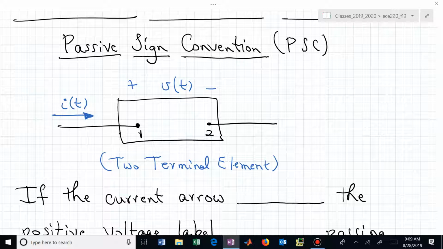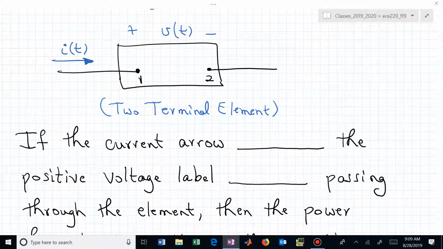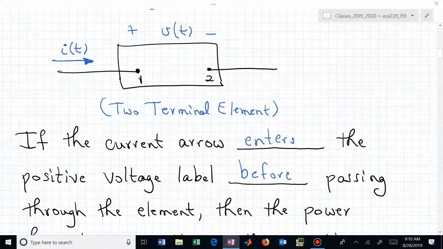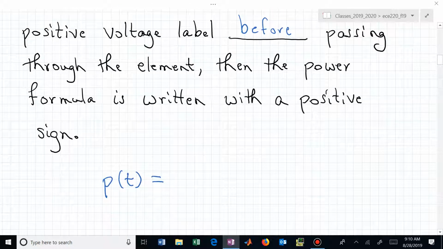Let's now establish this passive sign convention. I've now labeled a two-terminal device, or a two-terminal element. I've assigned a current going from left to right, and I've said the polarity markings on that two-terminal element are plus on the left and minus on the right. Here's the passive sign convention. If the current arrow enters the positive voltage label that I've just assigned to that element before passing through the element, then the power formula is written with a positive sign. P of t is going to be, and a lot of times we don't even put the t in there, V of t times I of t.